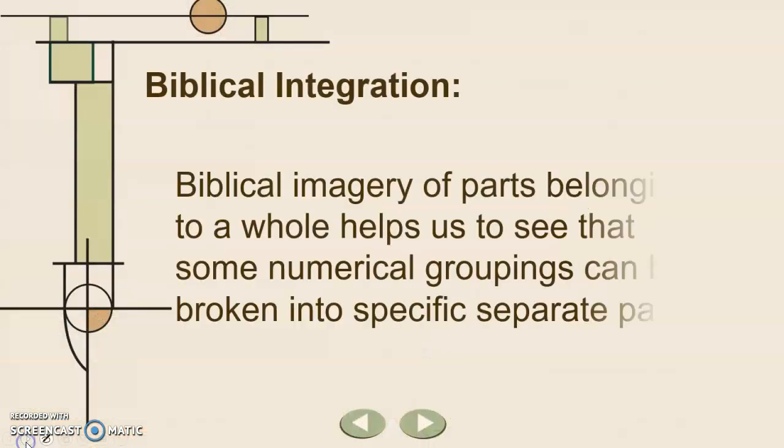Our biblical integration for this unit continues to be that biblical imagery of parts belonging to a whole helps us to see that some numerical groupings can be broken into specific separate parts. So we've been looking at breaking apart quadratic equations to find solutions to those equations. That's involved some factoring, looking at factors of a product and other things. To carry this a little bit further, we know that parts belong to a whole, that we see that metaphor all throughout the Bible, that we are a part of God's whole creation, and it is part of our responsibility to help care for his whole creation.